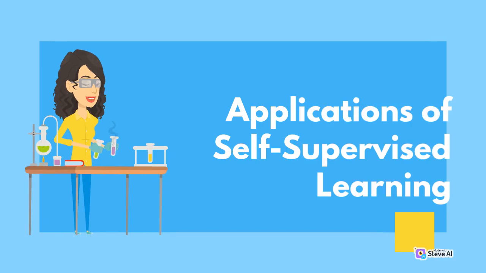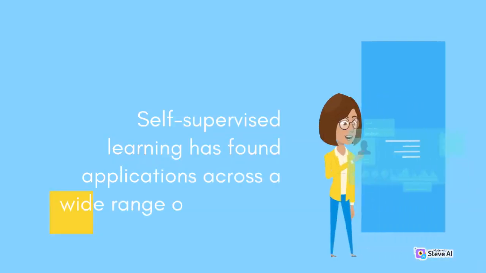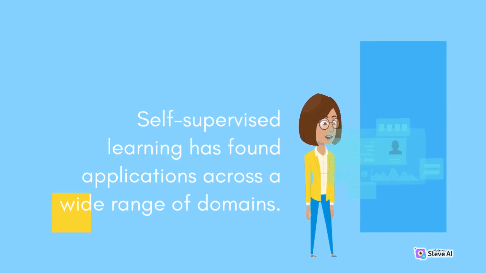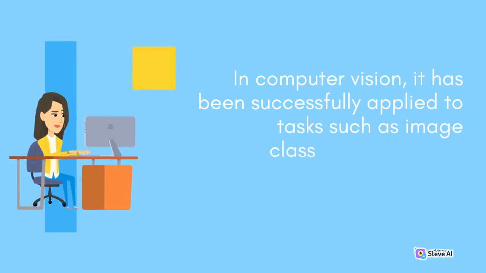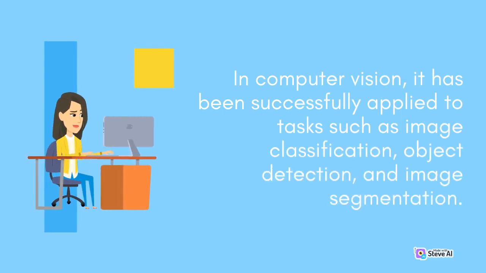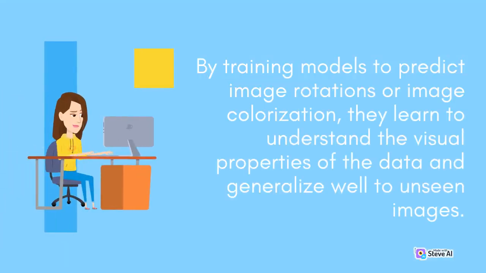Applications of self-supervised learning. Self-supervised learning has found applications across a wide range of domains. In computer vision, it has been successfully applied to tasks such as image classification, object detection, and image segmentation. By training models to predict image rotations or image colorization, they learn to understand the visual properties of the data and generalize well to unseen images.